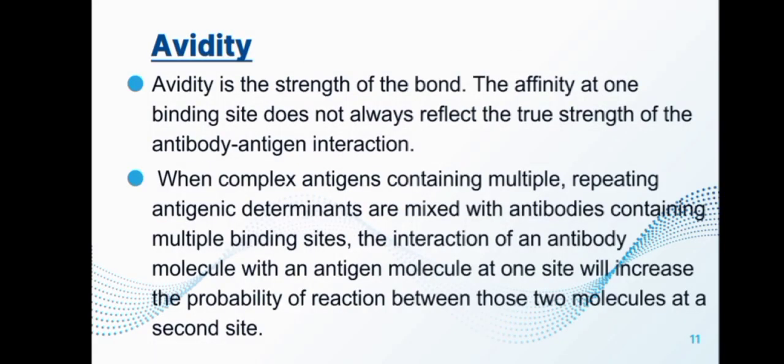The second one is the avidity. Avidity is the strength of bond. The affinity at one binding site does not always reflect the true strength of the antigen antibody interaction. When complex antigens containing multiple repeating antigenic determinants are mixed with antibodies containing multiple binding sites, the interaction of an antibody molecule with an antigen molecule at one site will increase the probability of reaction between those two molecules at a second site.